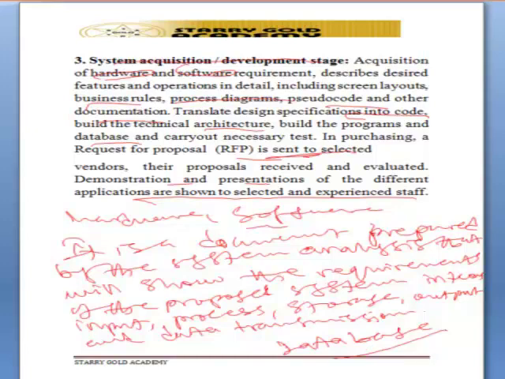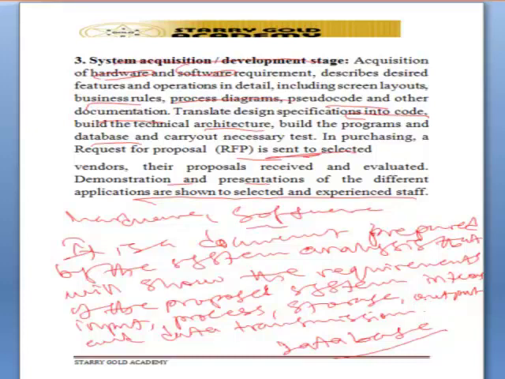And this can only happen if the company decides to outsource the development of the new system, the proposed system. They have to send out a request for proposal to vendors or consultants in order to submit their proposals. Then their proposals will be received and evaluated. Then something like a demonstration will be carried out by experienced staff in order to pick an appropriate proposal, before the development will take place.